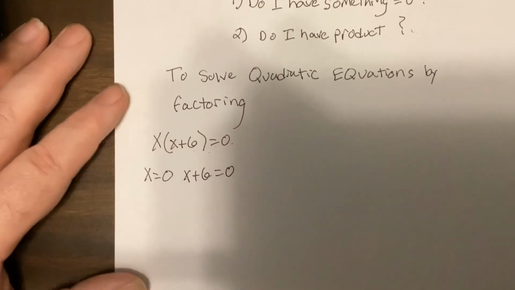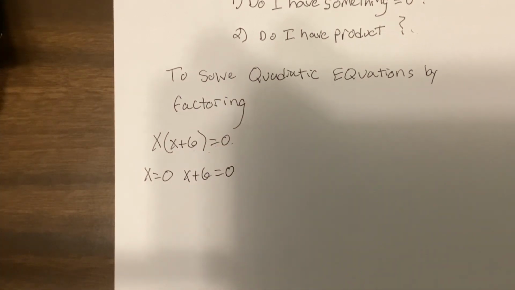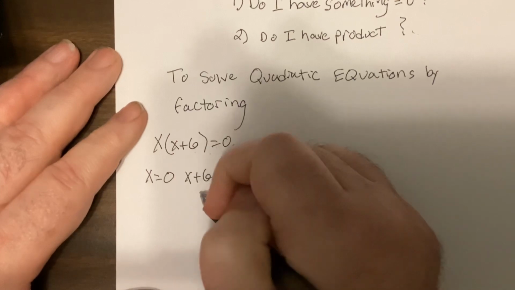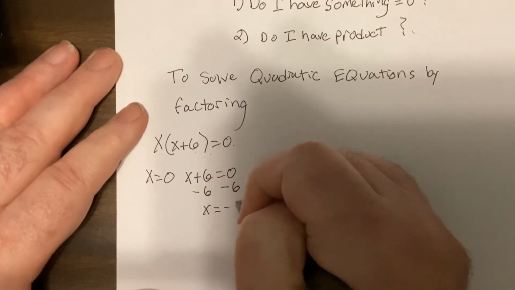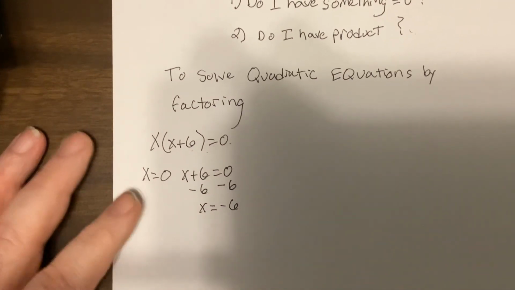Now, this takes us back to, I believe it was August, maybe the start of September, solving linear equations. So x equals 0, or x plus 6 equals 0, and you would subtract 6. Those are our two answers.